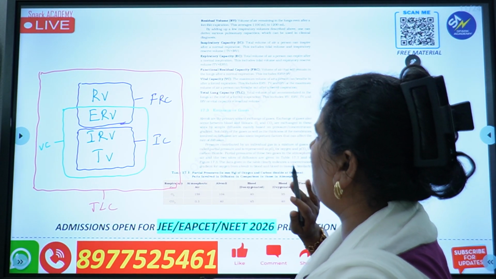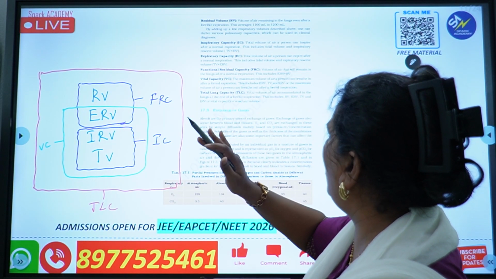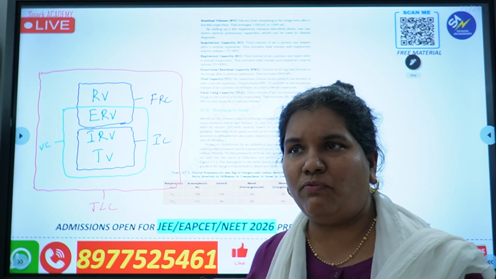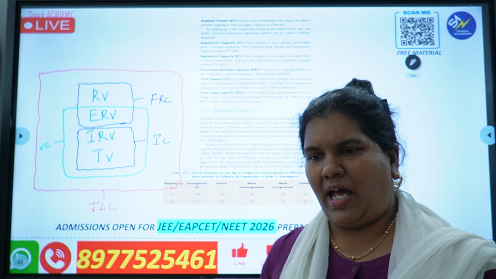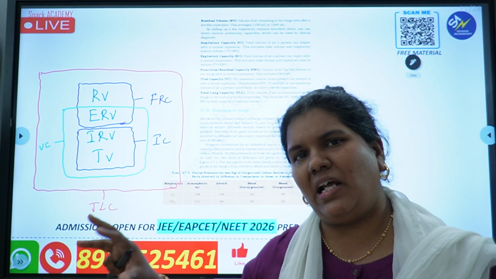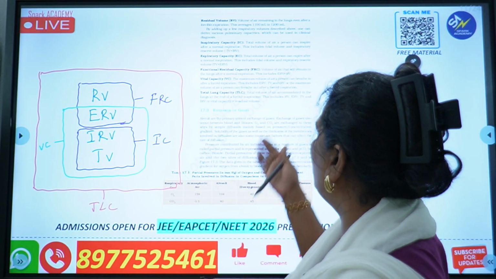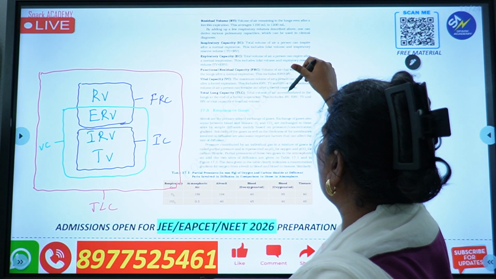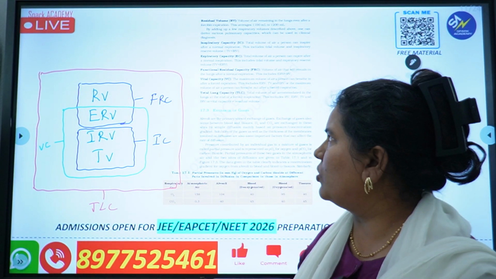Now total lung capacity. What is total lung capacity? The total volume of air accommodated in the lungs at the end of forced inspiration. So I'm forcing and taking in as much air as I want to expand my lungs, that becomes your total lung capacity, where we are summing up all the capacities and volumes here. RV plus ERV plus TV plus IRV is total lung capacity.